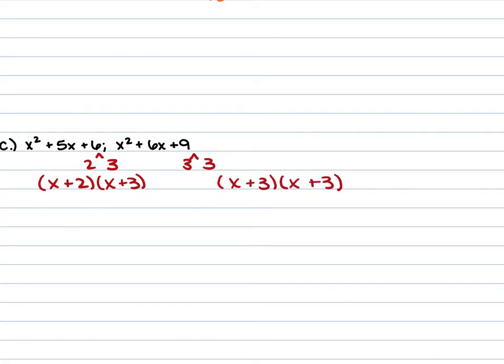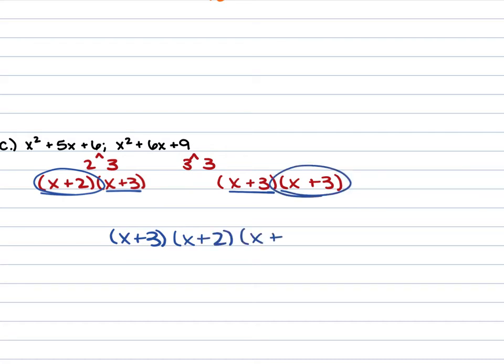Look to see if you have the same from each of these. You have an x plus 3 in each of these, so write that down. Then write down anything else that remains. So the x plus 2 and the x plus 3. You do not have to FOIL these out. You can just give the expression x plus 3 times x plus 2 times x plus 3 as your solution.